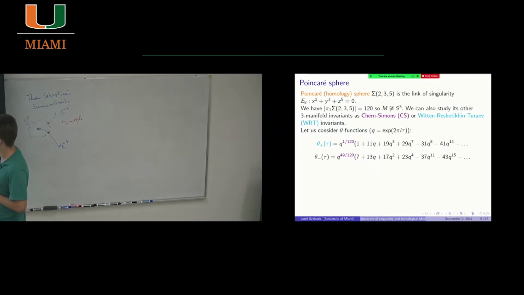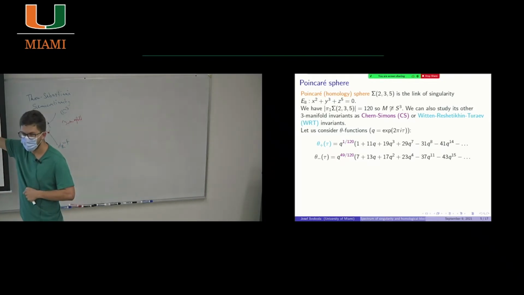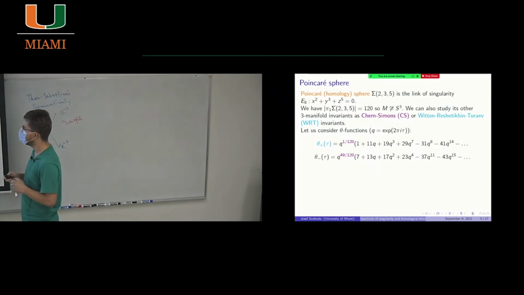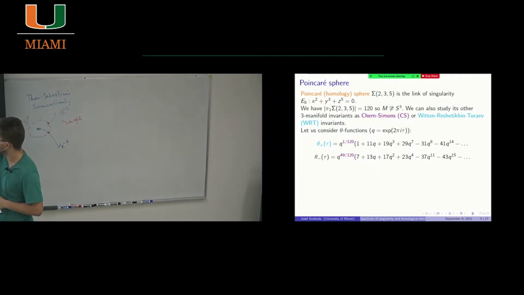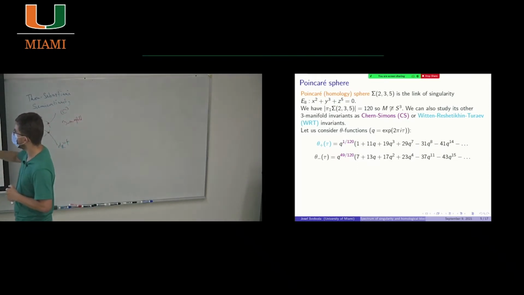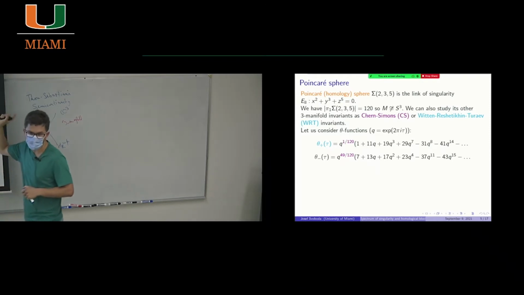So I write here tau is the variable and q is exp of 2 pi i tau. This is from the theory of modular forms. You always use this substitution. So we write these two functions, which are some q series, some infinite series in q. I don't write all the terms here, so you cannot know what it is.